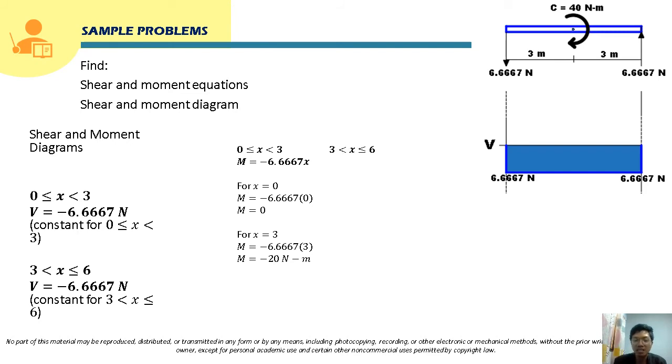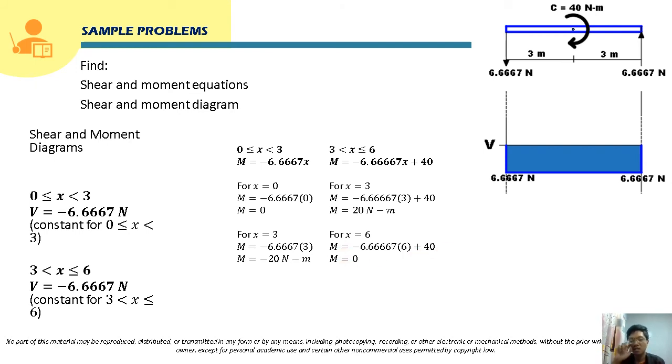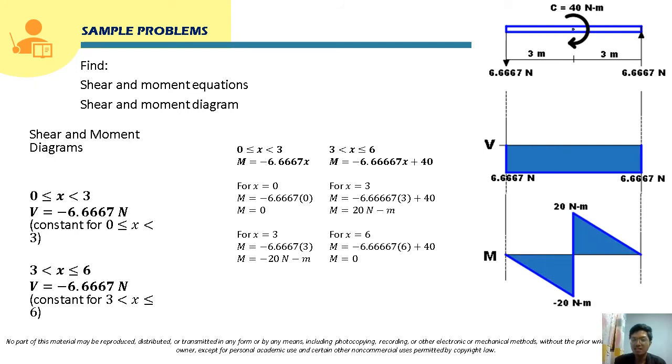Now for the second segment, class, from 3 to 6, the moment equation is negative 6.6667x plus 40. So for x equal to 3, we just substitute the x to the variable x here. So the answer here, class, is 20 Newton meter. So this is positive. Now for x equal to 6, the moment here will be negative 6.6667 times 6 plus 40. So this will be 0. So we can now plot this to our moment diagram.